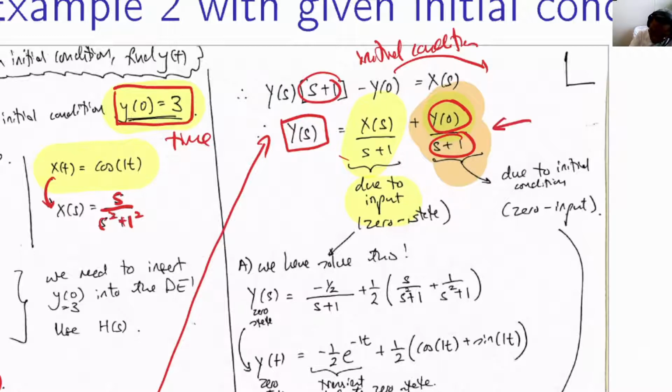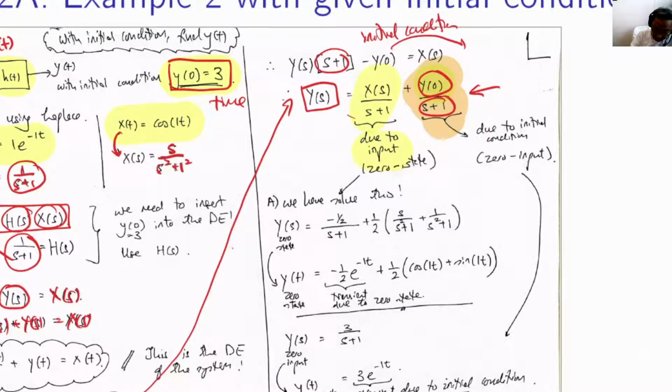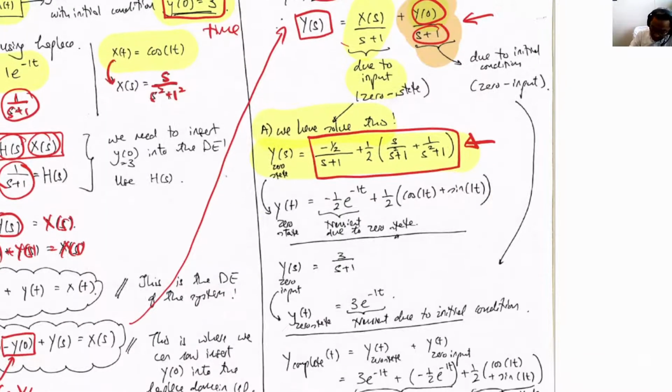This guy? The response is y naught over s plus 1. The response due to the initial condition y naught. We already have solved the zero state response. The zero state response was found in example 2 here, so I'm not going to do this again. Once we have the S domain of Y(s) zero state, we can find y(t) of zero state, which is these two terms here.